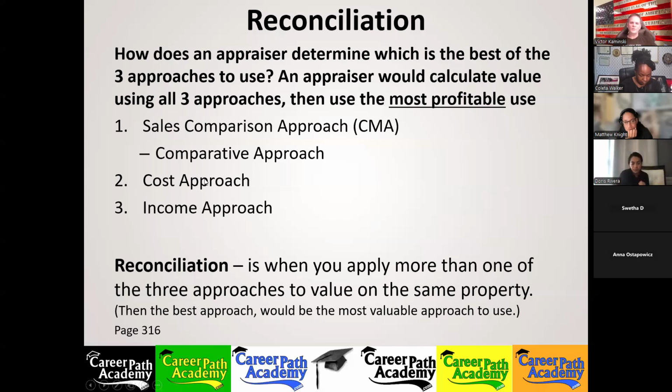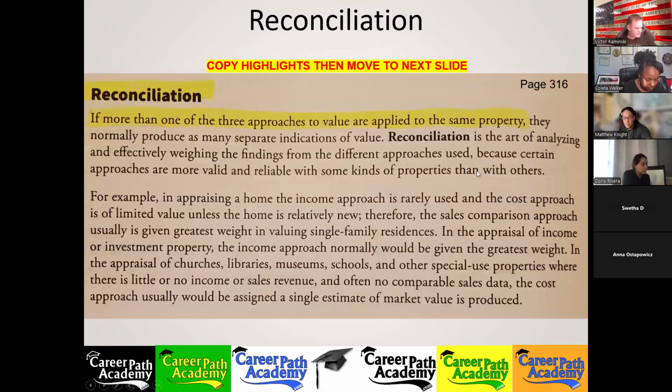And the three approaches to value are the sales comparison approach, the cost approach, and the income approach. The appraiser will try to use all three approaches if possible, and then use the more profitable one. So when you apply more than one of the three approaches to value to the same property, that's called reconciliation. That's a term we need to know. So let's highlight it on page 316, reconciliation. If more than one of the three approaches to value are used on the same property, it's called reconciliation.